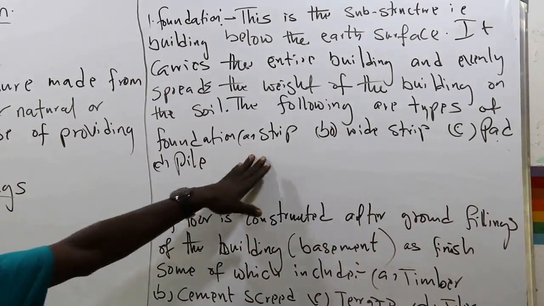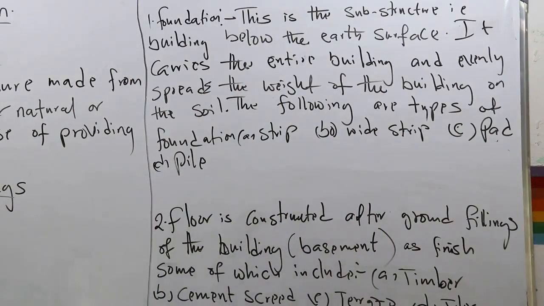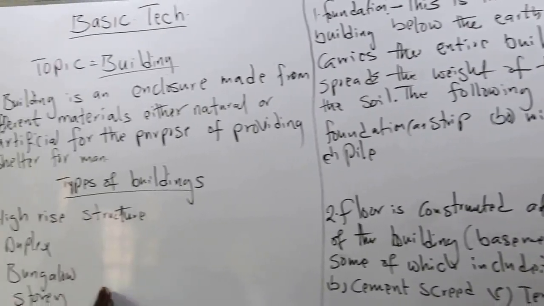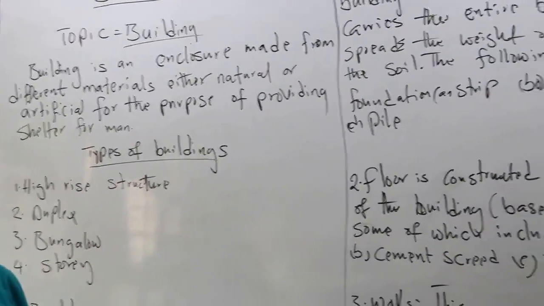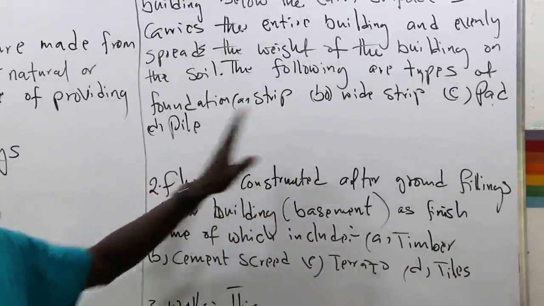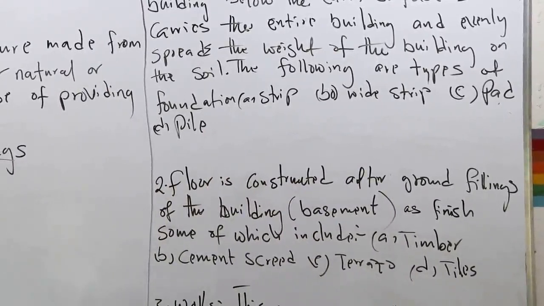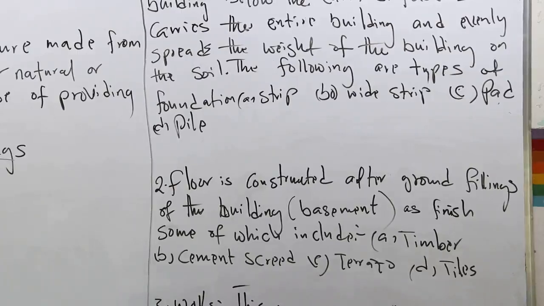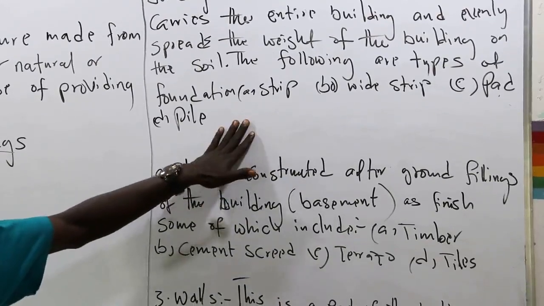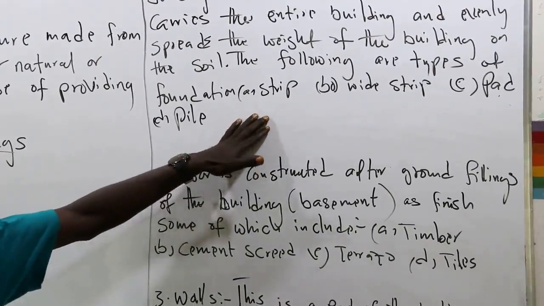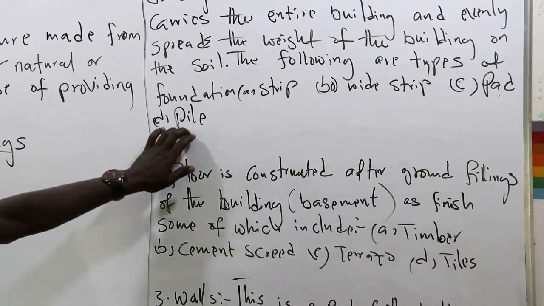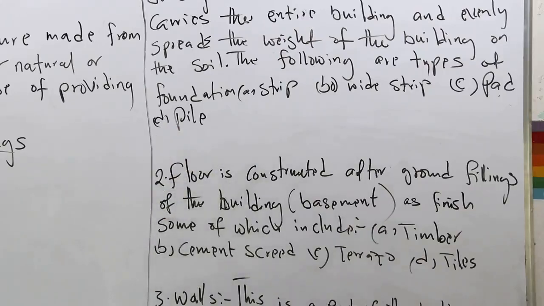Mostly the strip foundation and the wide strip foundation are used for residential houses, like in the case of building a duplex, bungalow, and story building. While the pad and the pile are mostly used in bridges, dams, construction, and high-rise structures because of the weight that is required to be carried. Basically, the pad and pile foundations are used in areas where high pressure is expected to be exerted.